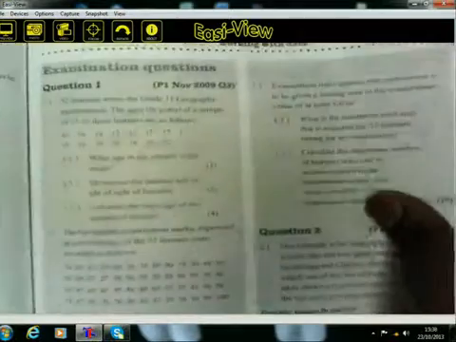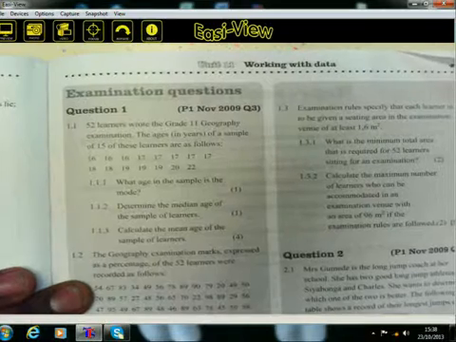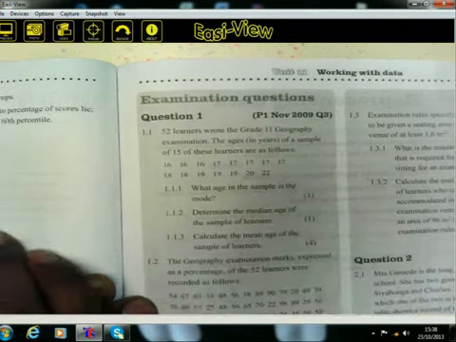Now, this question appears on, let me show you here, paper 1, November 2009. It was question 3.